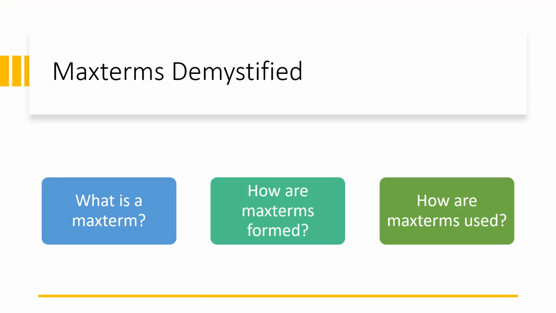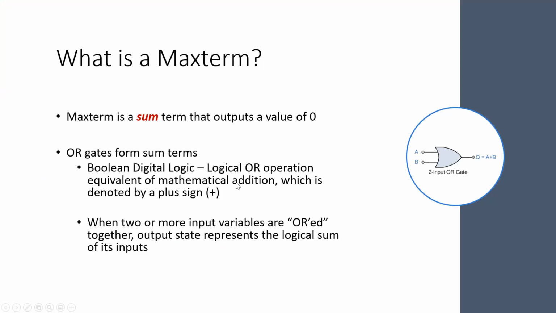Let's take the mystery out of forming a max term. We're going to talk about what is a max term, how are they formed and how are they used in this quick tutorial. So a max term is a sum term that will output a value of 0. So we're always going to write it in a form so its output value will be a 0.